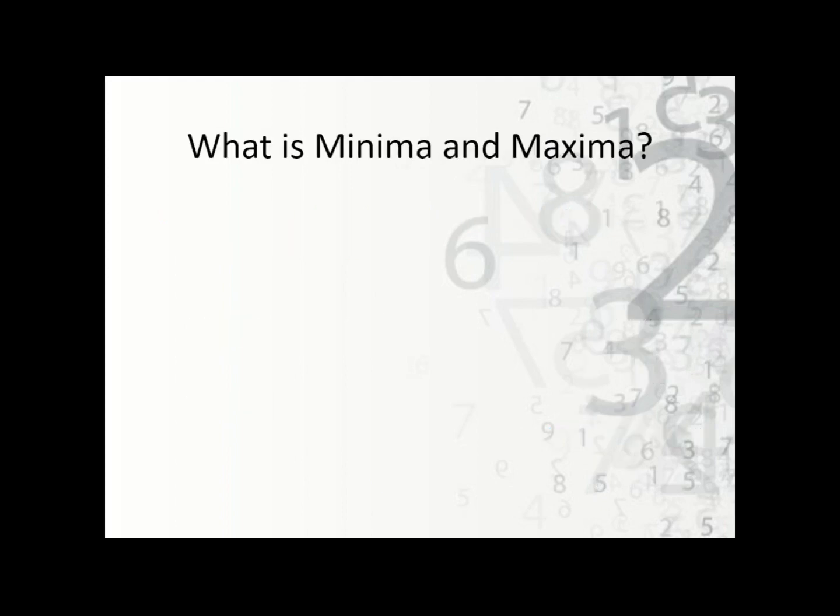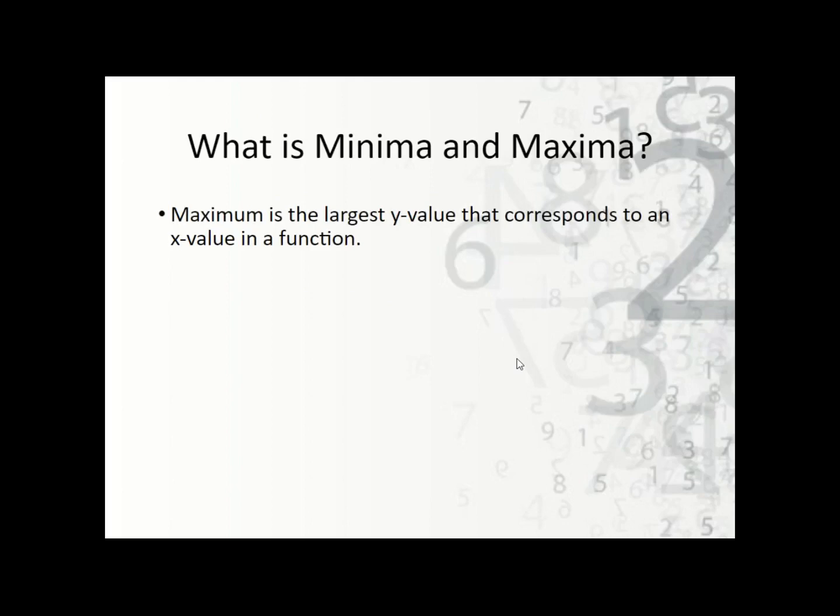Now, what are minima and maxima? Well, a maximum is the largest y value that corresponds to an x value in a function. So what that means is, as I look at the graph, where is the highest point that it's reaching? And if it never stops increasing, then we would call that infinity. But if it goes up and then bounces and comes down, then whatever that highest point is, that's our maximum.